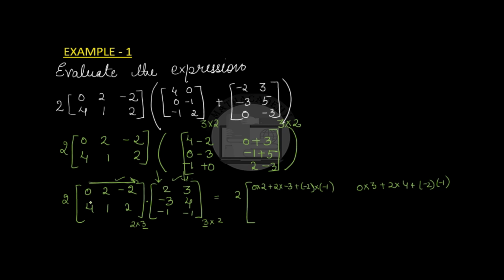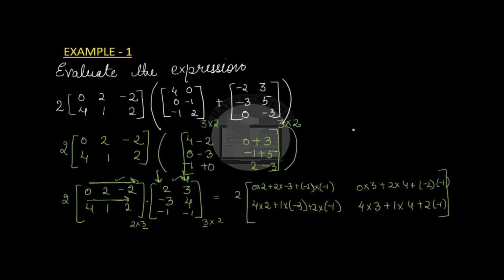Now the second row will get multiplied to the first column. So it will be 4 times 2 plus 1 times negative 3 plus 2 times negative 1. And the second row will get multiplied to the second column to give us 4 times 3 plus 1 times 4 plus 2 times negative 1.